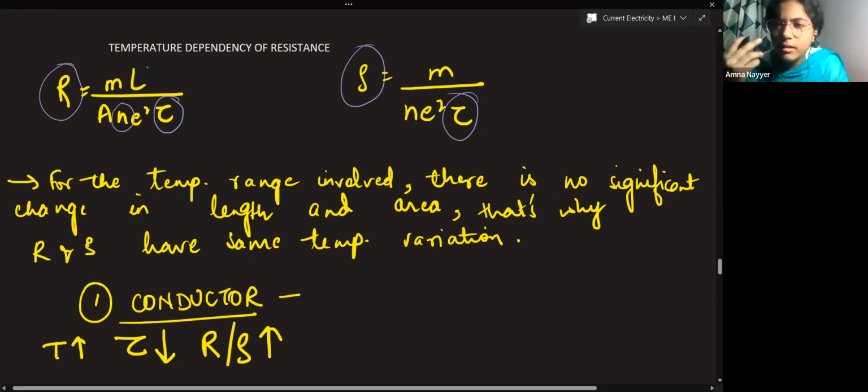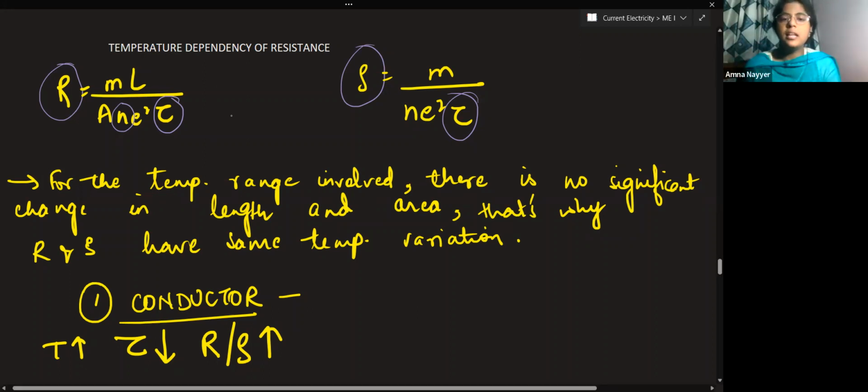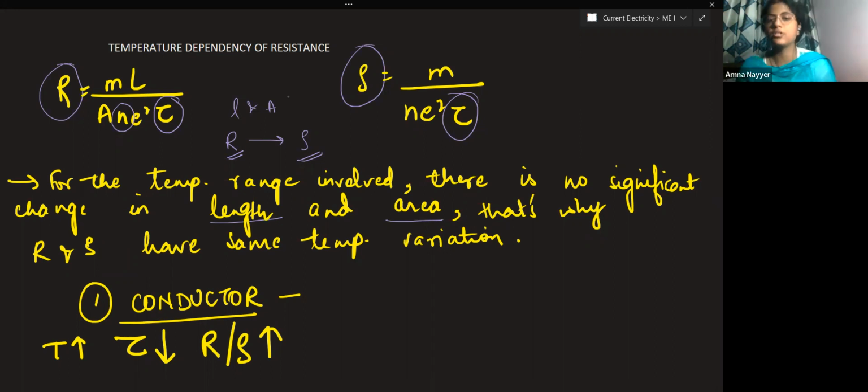So when we consider the change in temperature, or how temperature dependency works, there is no change in length and area. If length and area remain fixed, then whatever the change in resistance is, that should be the change in resistivity. That's what is written here. For the same temperature change, there is no significant change in length and area. That's why resistance and resistivity have the same temperature variation.